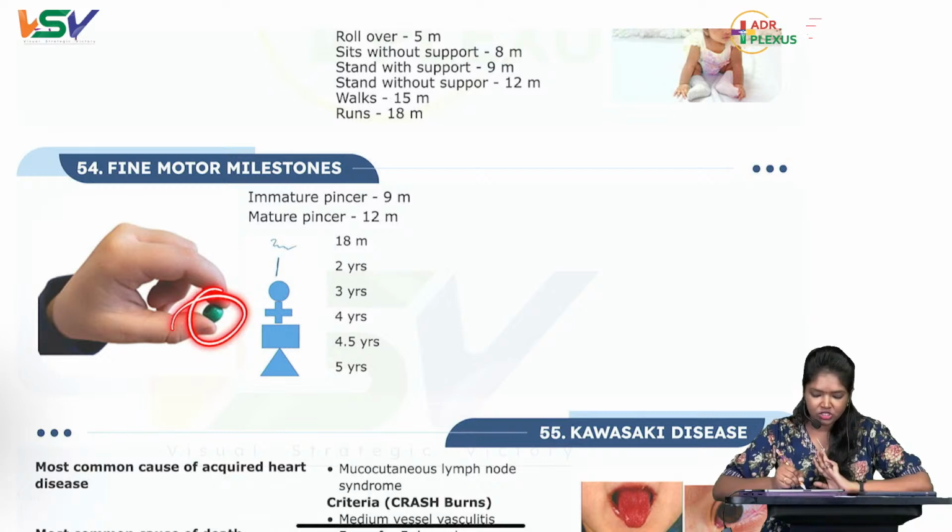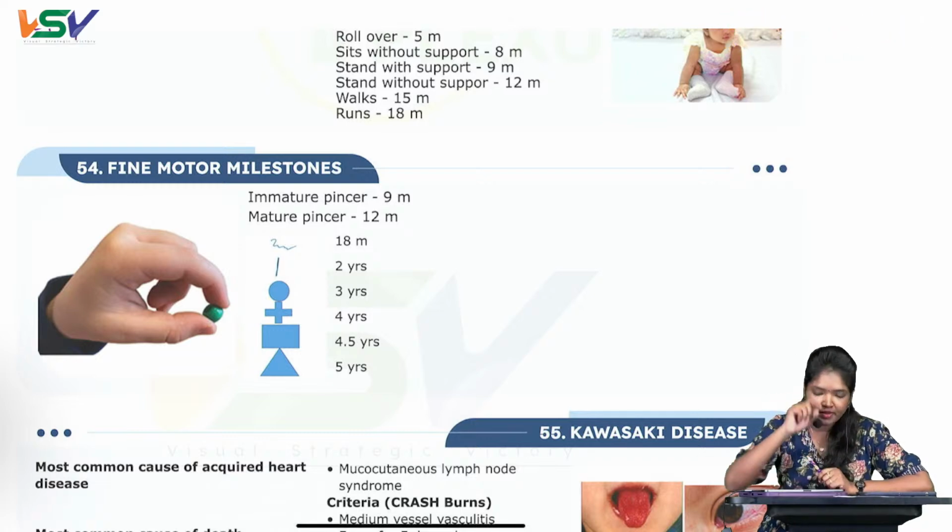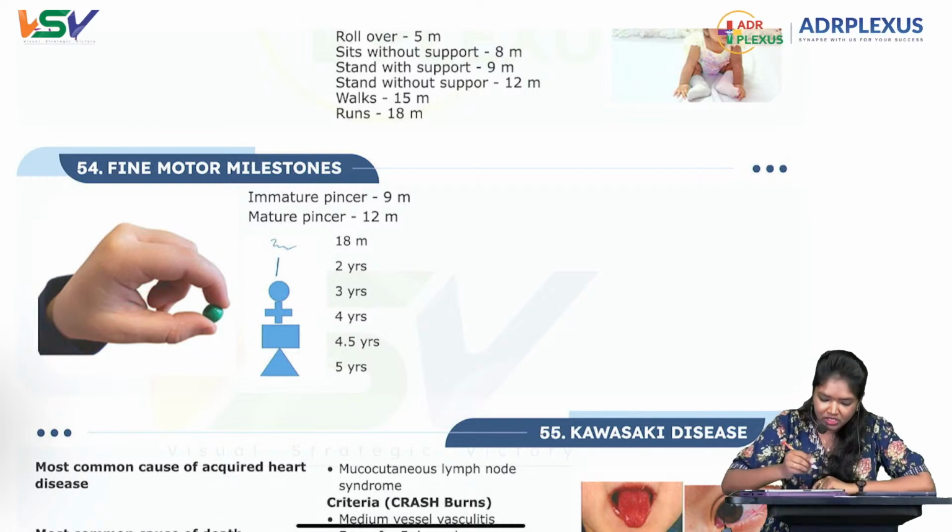What is seen in the image? What is this called? Holding something with the thumb and index finger. What is that called? Mature pincer grasp. Very good. This is a mature pincer grasp.